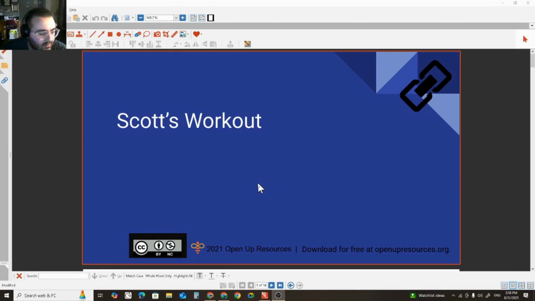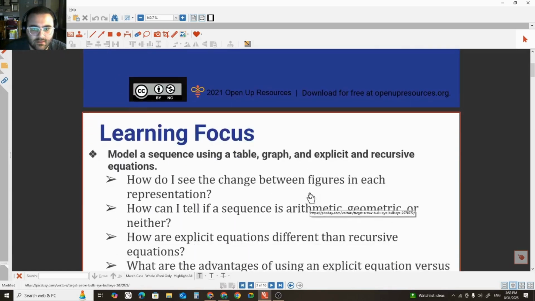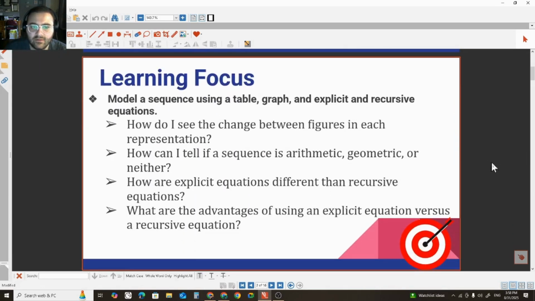So for our, this is lesson 4, Algebra 1 textbook. So it's so-called Scott's workout. We're going to see another sequence today, and we're going to model that using a table, graph, and both types of equations. So it's really a continuation of the 3 lessons that we've seen so far.